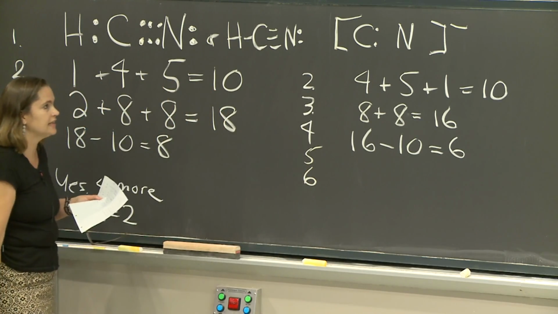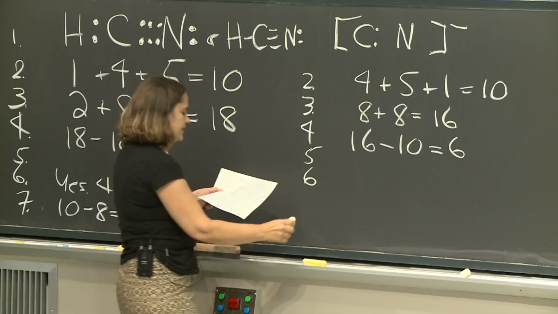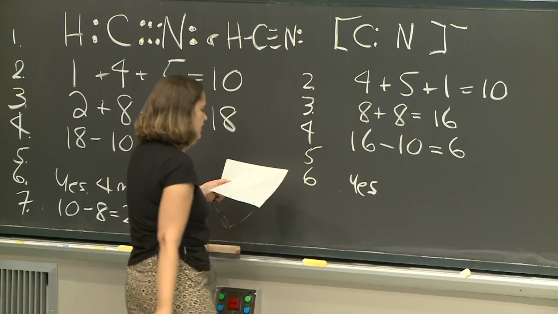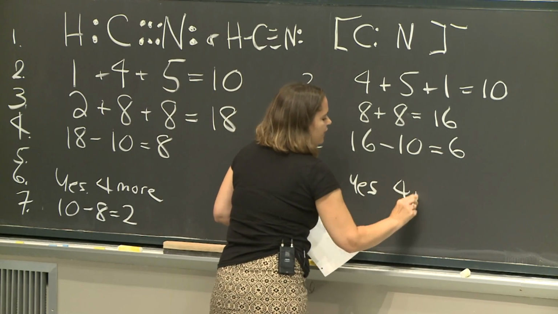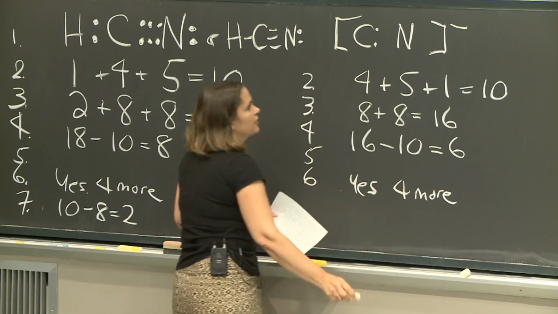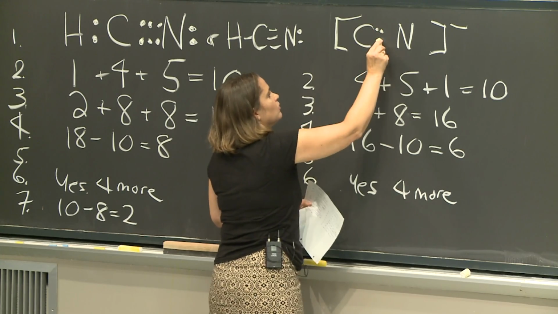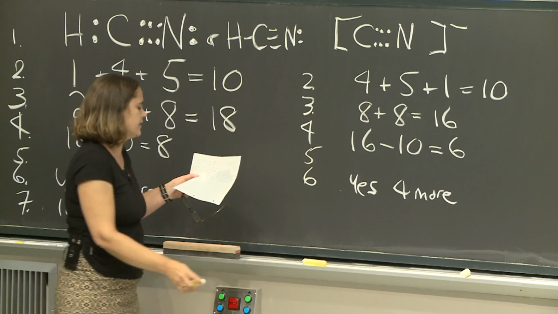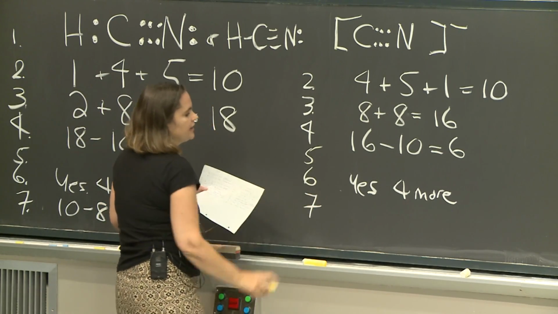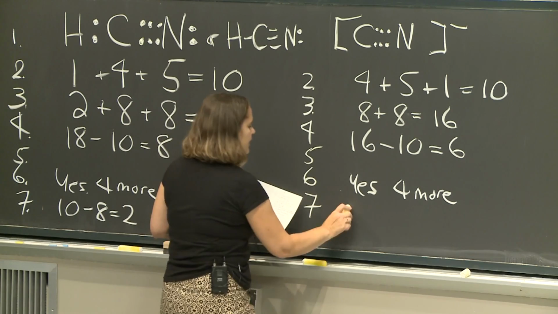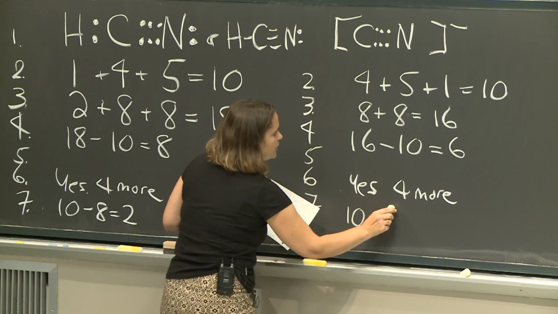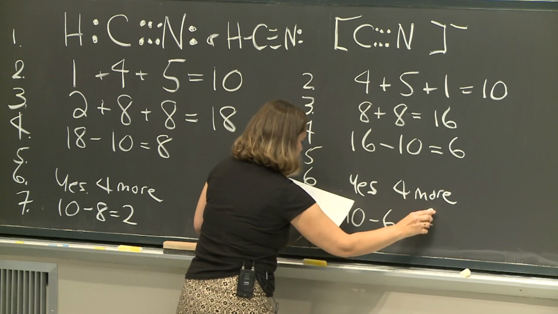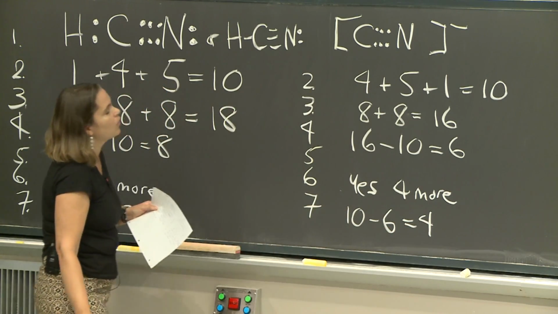Step 6 said, do you have any left over? I had 6. And I only used 2, so the answer is yes. I have 4 more. So I can put those in. 1, 2, 3, 4. Again, we're going to have a triple bond. And then we ask, are there any electrons left? So we had 10. We used 6 of them. And so we're going to have now 4 more here.